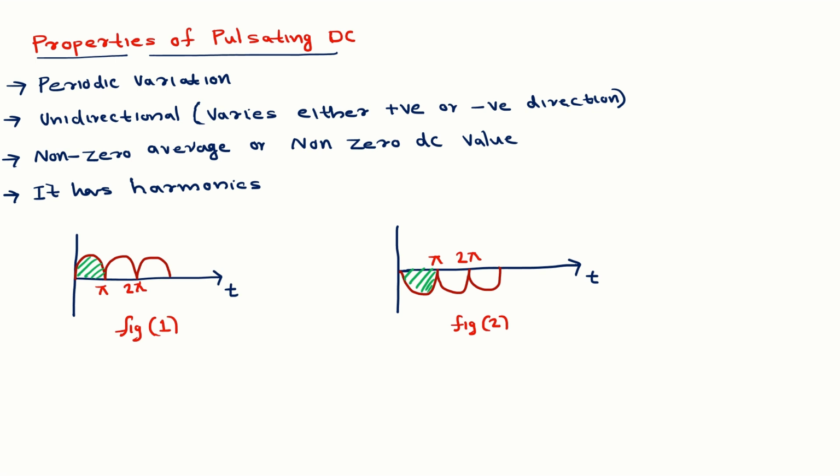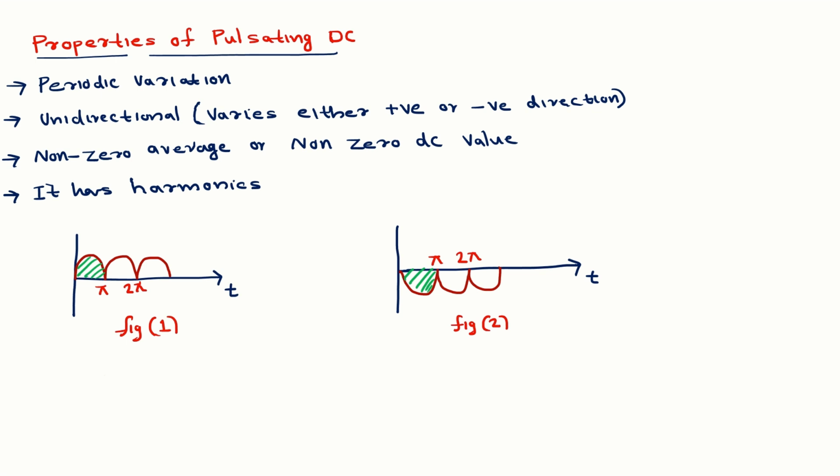The next point is the non-zero average. As already given in the properties of pulsating DC, it has a non-zero average value. So the non-zero average value indicates the presence of a DC component. There are two conclusions from these two statements: the periodic variation indicates the presence of an AC component, and the non-zero average value indicates the presence of a DC component.